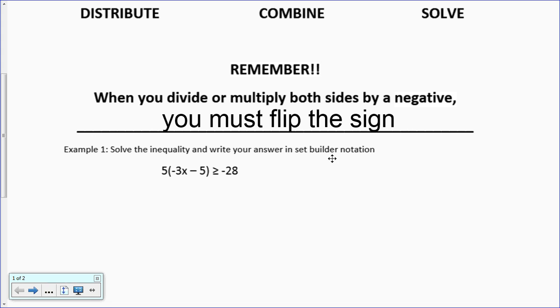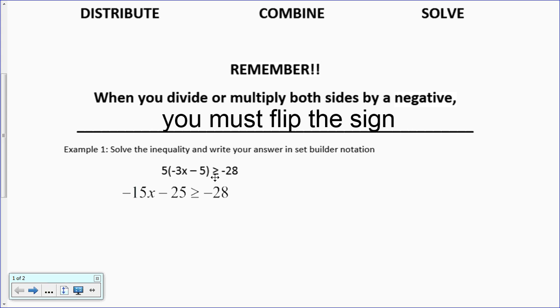Solve the inequality and write your answer in set builder notation. Okay, so we have 5 times (negative 3x minus 5) is greater than or equal to negative 28. So in order to do this, we're going to first distribute this 5 out. Okay, so that's going to become negative 15x minus 25 is greater than or equal to negative 28.